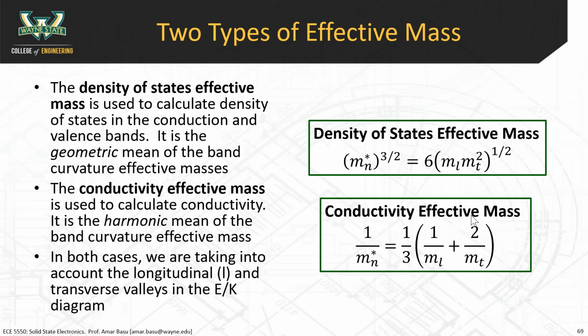I just want to tie up with this last point that there are two types of effective mass, so you don't get confused. There's a density of states effective mass that's used to calculate the effective density of states in the conduction and valence bands. It is the geometric mean of the band curvature effective masses. So what does that mean?